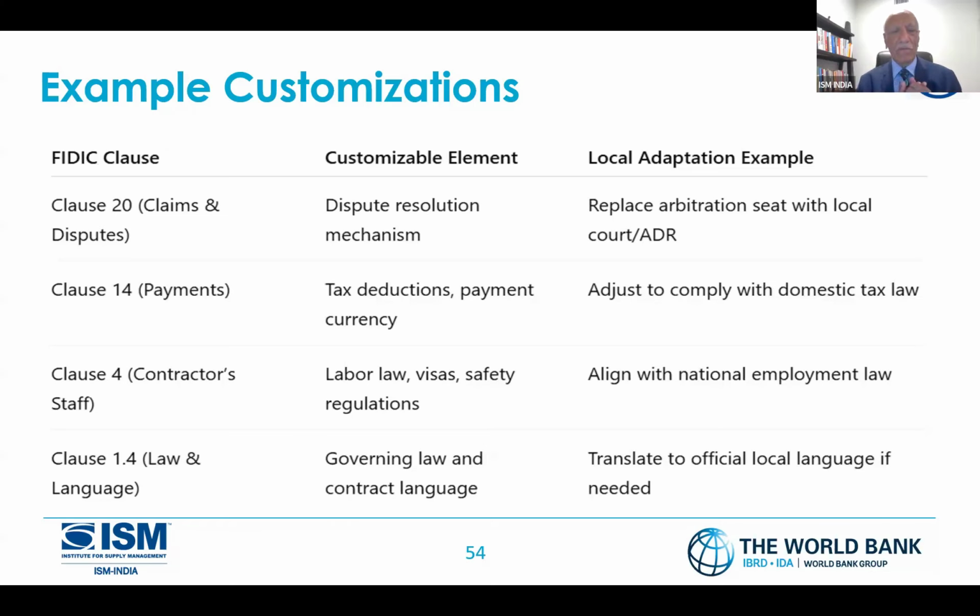Clause 1 and 1.4, the laws and the languages: governing law, contract language. So these are the very few key ones where we normally think of changes. So you can do it based on the local. So that customization is there. It's not set in stone.